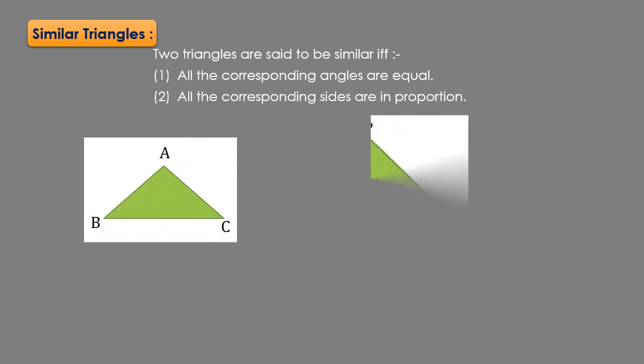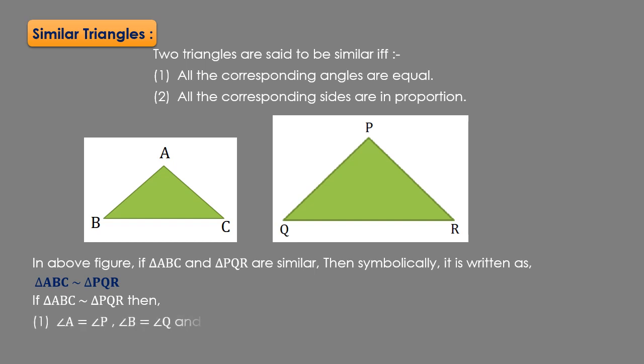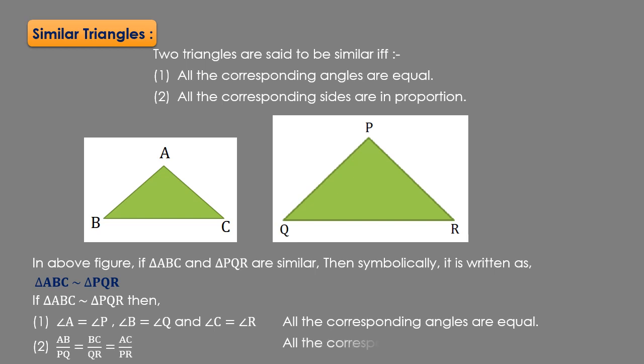Now let us discuss something more about similar triangles. Already we have seen the definition of similar triangles. Now let us see the converse part of the definition. So if two given triangles are similar, then symbolically we write it as triangle ABC is similar to triangle PQR, where we use an inverted S in between the two triangles, which is the symbol of similarity. Okay, then if triangle ABC is similar to triangle PQR, then we can write that all the corresponding angles are equal, right? And second thing, all the corresponding sides are in proportion.